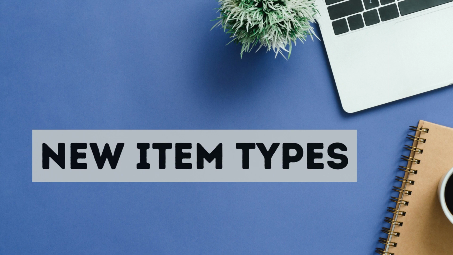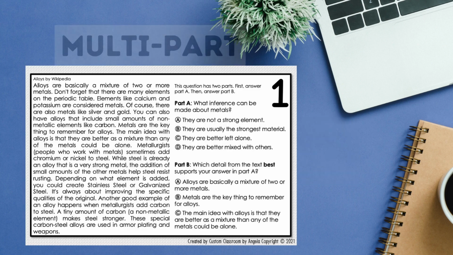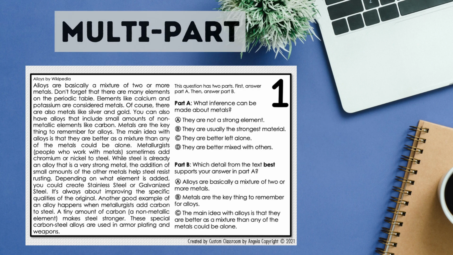Such as one of the major changes, the new item types. Show students that these questions are not really that different. For example, multi-part is really just a normal multiple choice question, but now it has a second multiple choice question that is looking for text evidence. Students answered both of these kinds of questions in the past. Now they are just combined together.